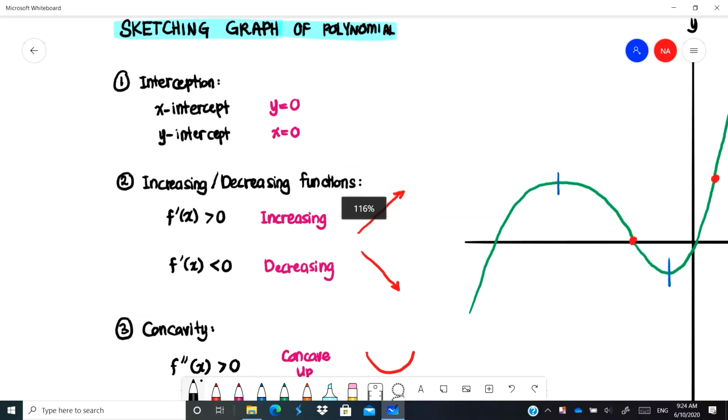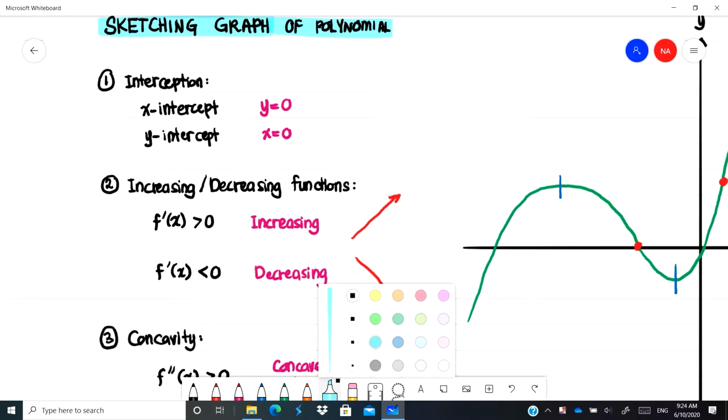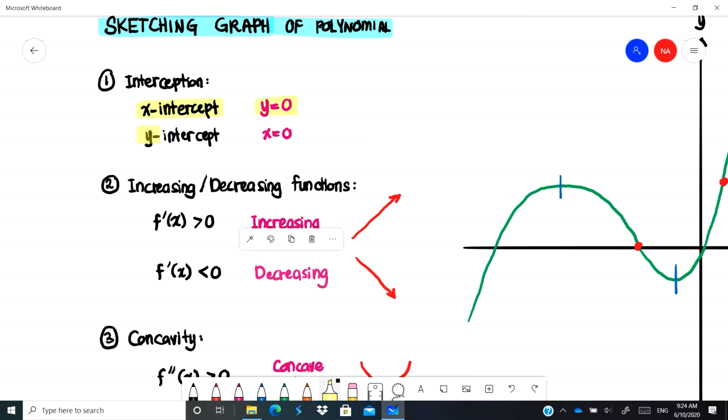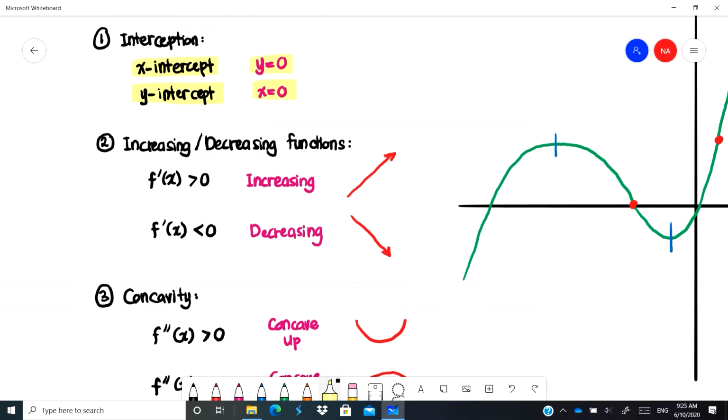The first one: we have to know about the x-intercept and also the y-intercept. If we want to find the x-intercept, it must be y equal to 0, and for the y-intercept, we let x equal to 0, so we get the value of y. That's the concept of intercepts, so you have to remember that.